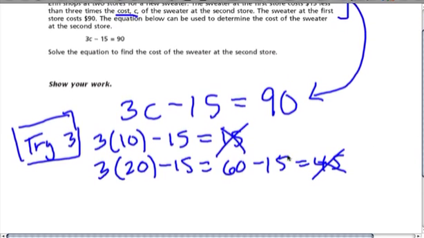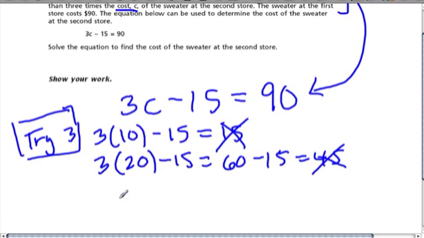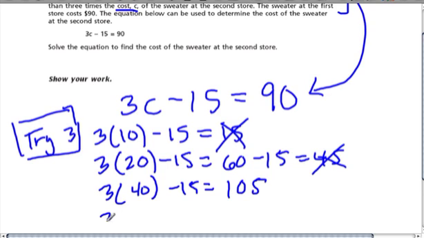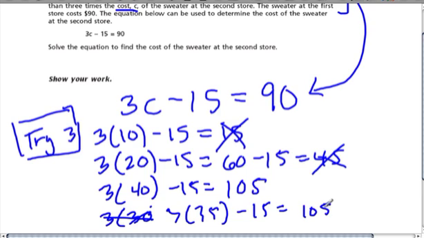Eventually, what we might see is that we have to go much larger, and we try 3 times 40 minus 15, and that equals 120 minus 15 is 105. Still too small. We keep going until we get an answer. Try 35. We'll try 3 times 35 minus 15, and that finally works. We get 3 times 35 is 105 minus 15, which gives me 90. So the answer has to be 35.